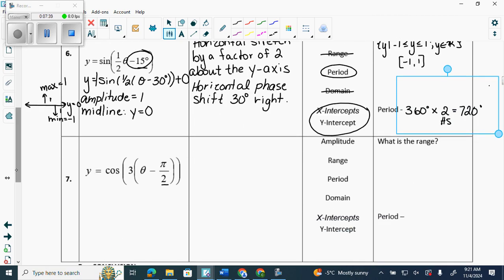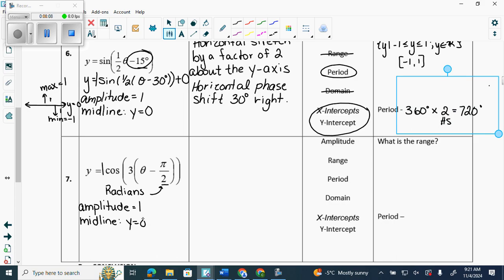Seven. What units is 7 in? Radians, because our C value is in radians, right? What is our amplitude? It's the absolute value of A. And what is A? 1. So it's 1. What's our midline?